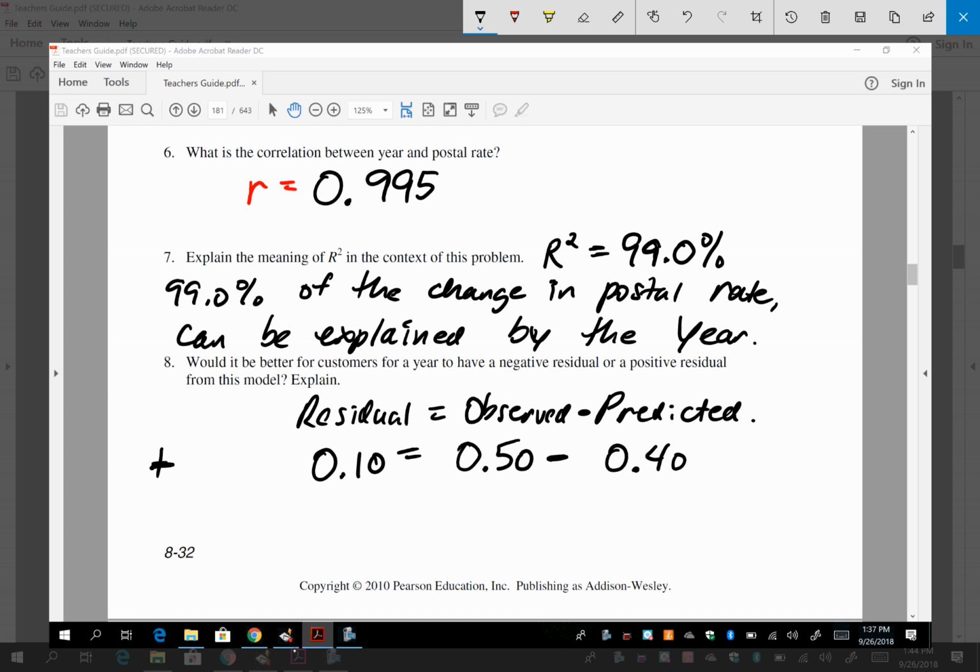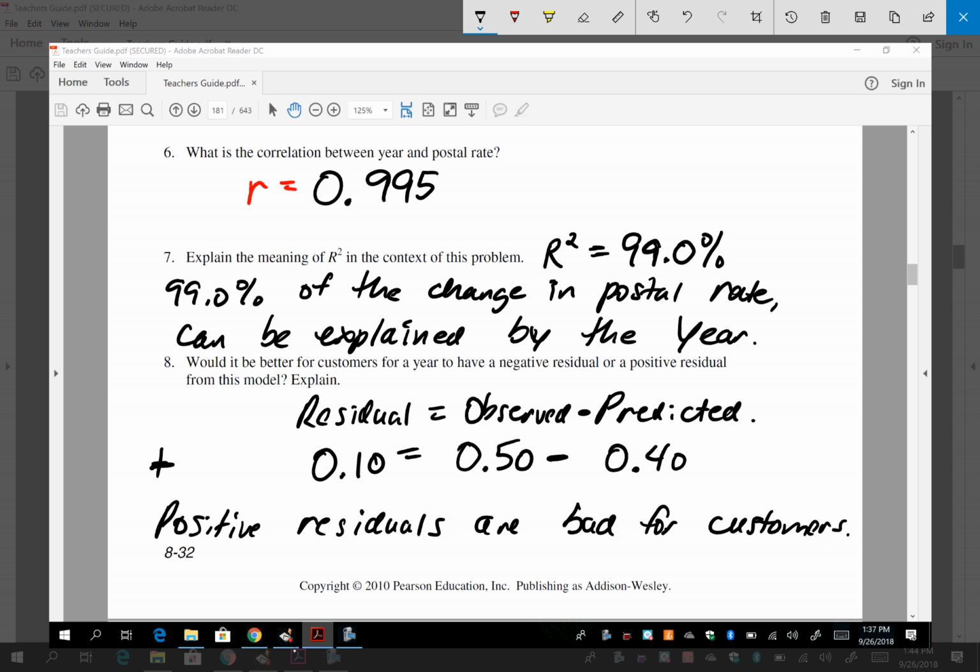Okay? So, is a positive residual good or bad for us as the consumer? Why do we say bad? Because you pay more. Because we're paying 50 cents, and the model says we should only pay 40. So we're overpaying based on this model. So positive residuals are bad for customers and good for the government. So we, as customers, want a negative residual.